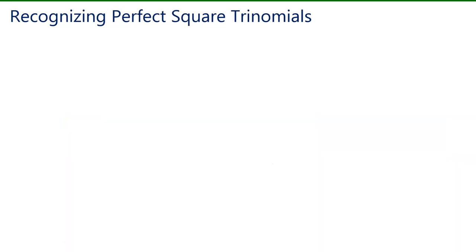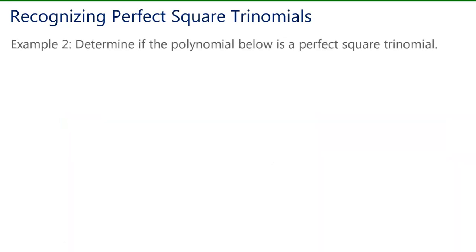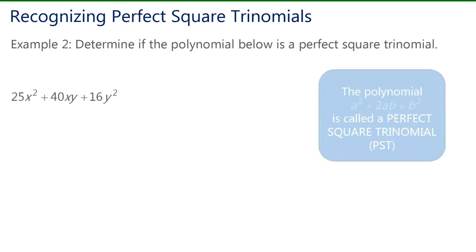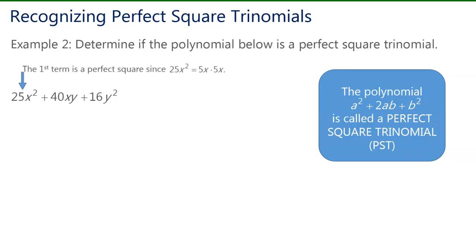Here's example 2. Determine if the polynomial below is a perfect square trinomial. Notice there's two variables here, x and y. Recall the conditions in order for a trinomial to be a PST. The first term is a perfect square, since 25x squared equals 5x times 5x. The third term is a perfect square, since 16y squared equals 4y times 4y.